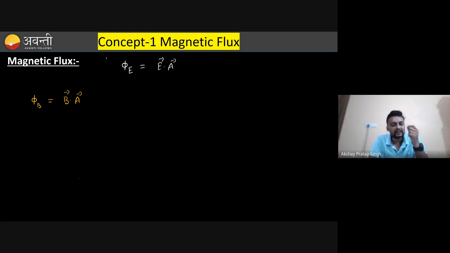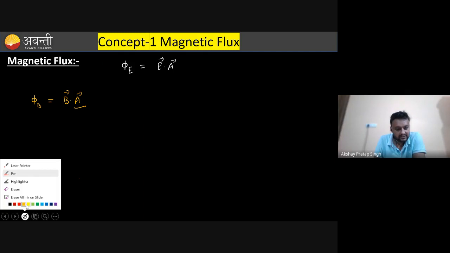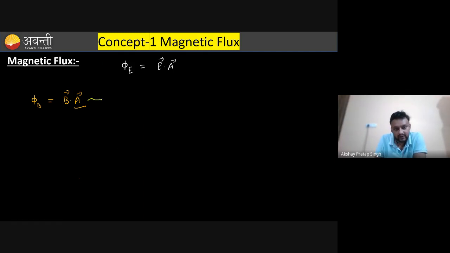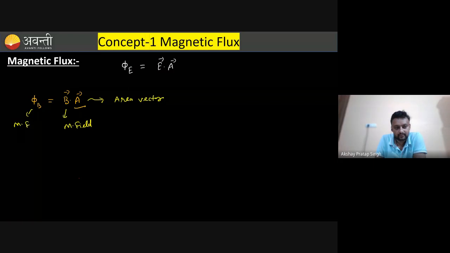What is the area vector? Generally, the area vector is perpendicular to the surface or perpendicular to the plane of the loop. If I talk about a loop, it is perpendicular to the plane of the loop. What do I mean by perpendicular to the plane of the loop? That is again a very important thing. So before describing that, I will describe each term here. What is A? This is the area vector. What is B? This is the magnetic field. And this is the magnetic flux. I hope this thing is clear.